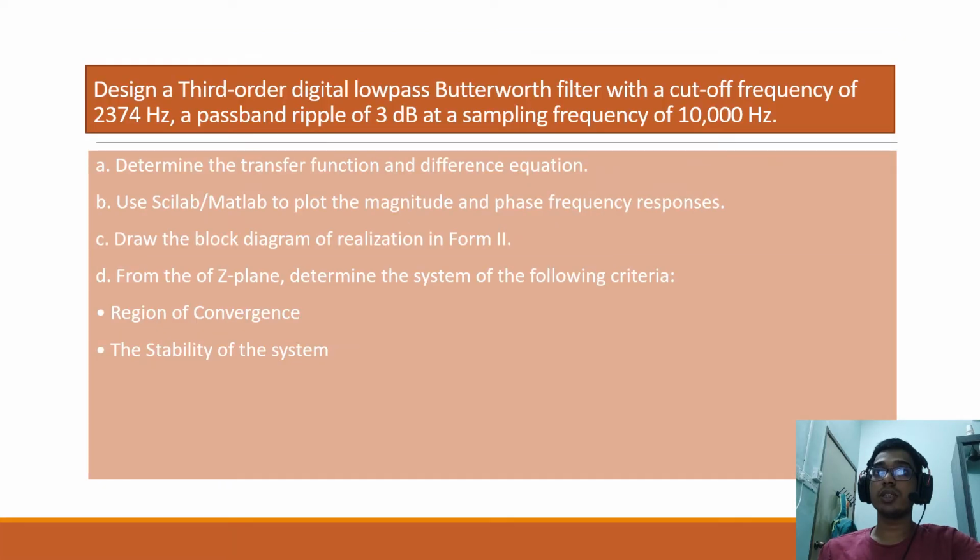Today I want to present my mini project for the subject Digital Signal Processing, which is to design a third-order digital low pass Butterworth filter with a cutoff frequency of 2374 Hz, with a passband ripple of 3 dB at a sampling frequency of 10 kHz. With that, I need to determine the transfer function and difference equation.